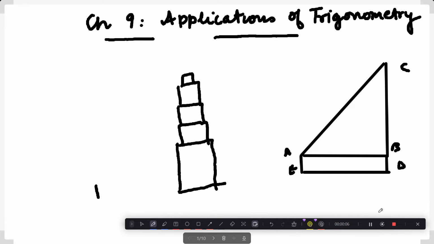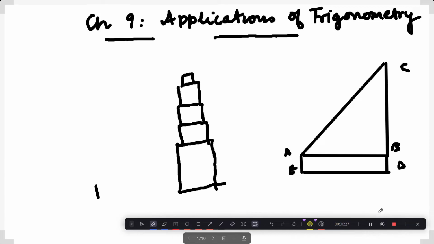Okay, so let's start with the applications of trigonometry. In the previous chapter, we learned all about the trigonometric ratios. And in this chapter, we are going to see the practical real life applications of trigonometry. So let us consider this example which we had seen in the last chapter.